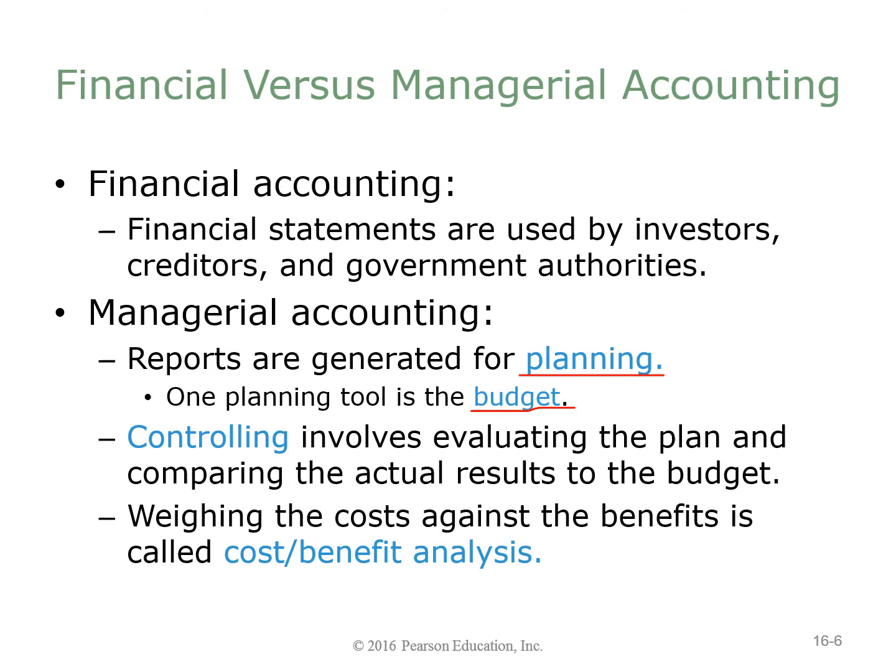So managerial accounting is used for generating plans for the future; to control, which means to evaluate the plan by comparing the actual result to the budget; and then to weigh the cost and the benefit, which is cost analysis or cost-benefit analysis. Managerial accounting is about planning, controlling, and weighing costs and benefits.